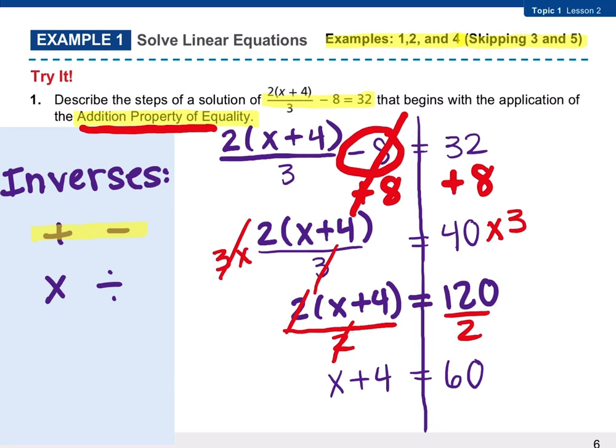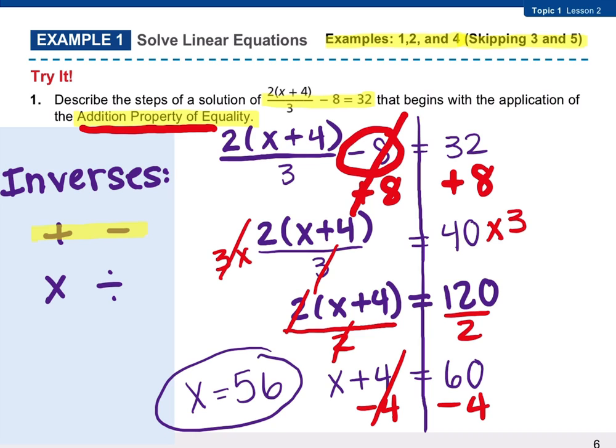And so last, I just have plus 4 over there with x, and I'm trying to get x isolated. So I'm going to subtract 4 from both sides, and that plus 4 with the minus 4 is 0. So now I'm left with just x. That was my goal, and it equals 60 minus 4, which is 56.